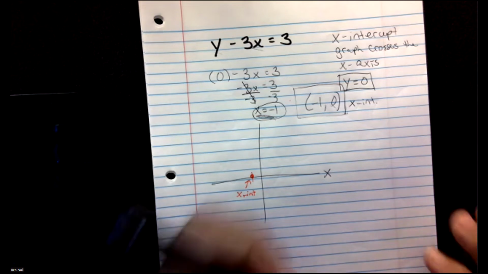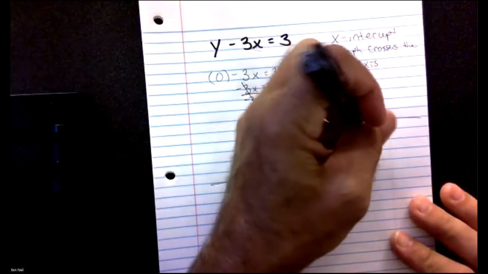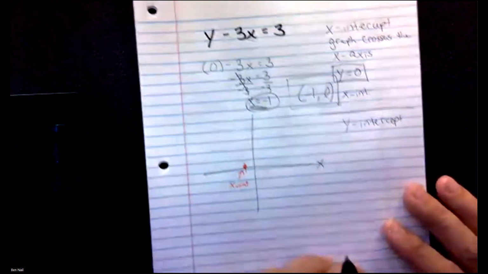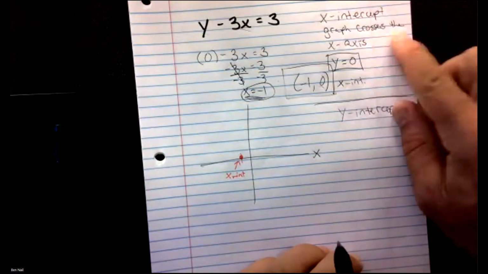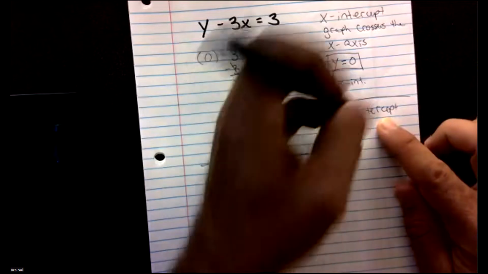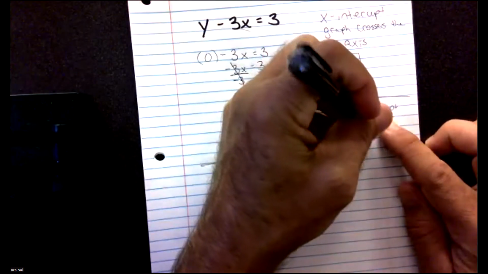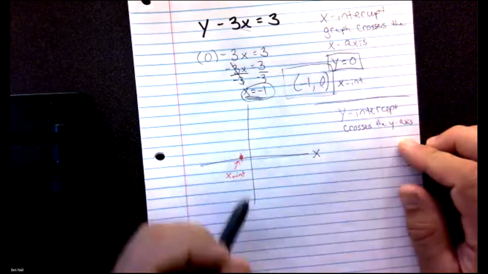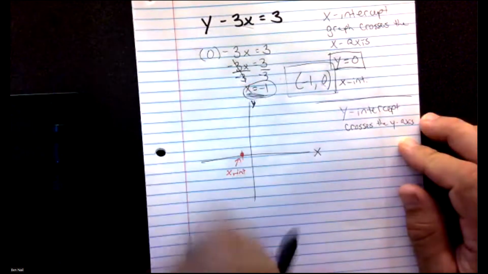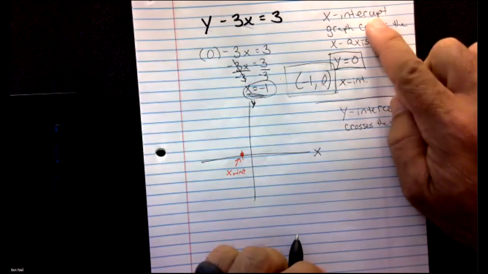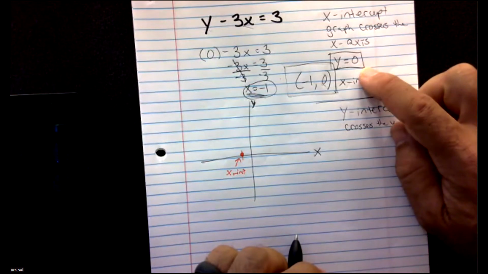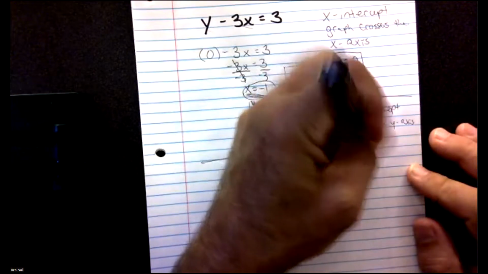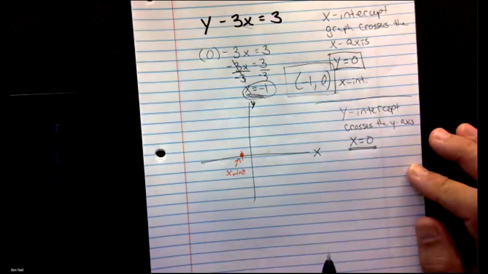Okay, that pairs up with your y-intercept, which again, if your x-intercept crosses the x-axis, your y-intercept crosses the y-axis. Y is the vertical. Same thing, if I want to find my x-intercept, I make my y 0. If I want to find the y-intercept, I make x 0.